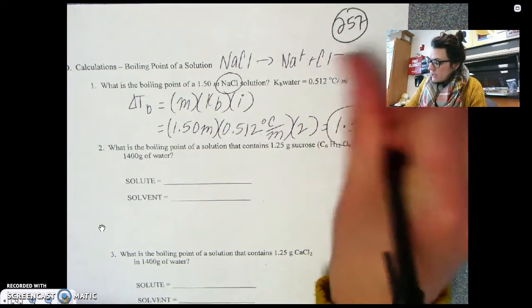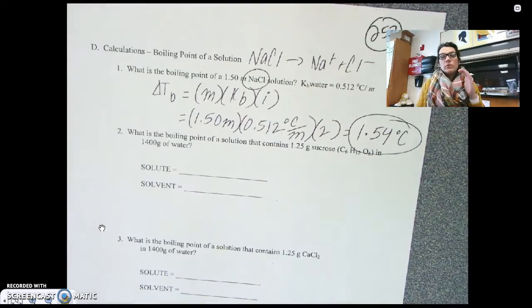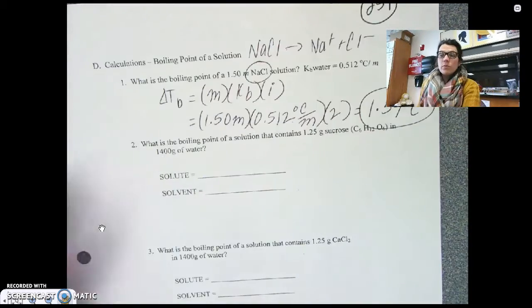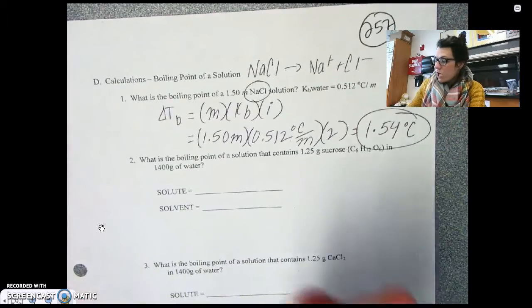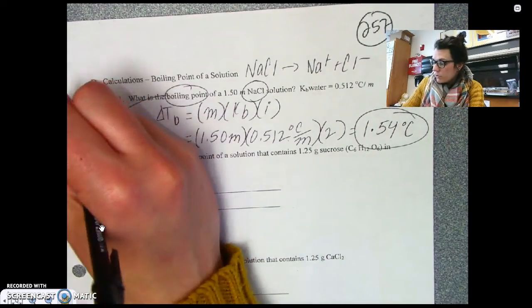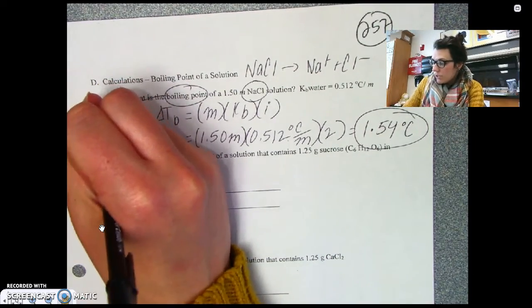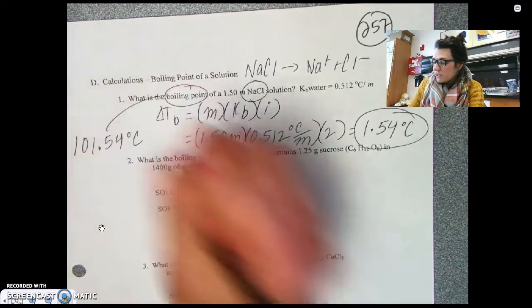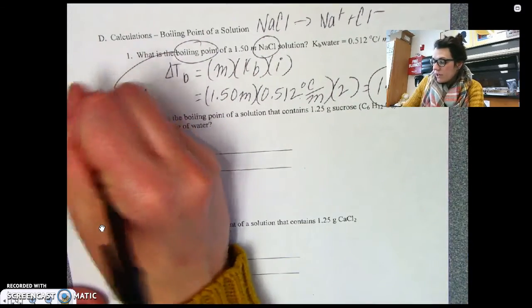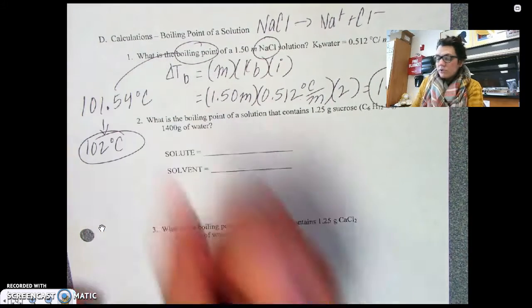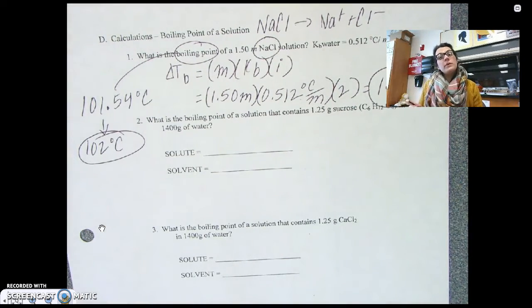1.54 degrees Celsius. So that means that sodium chloride increases the temperature of water boiling by 1.54. So my new boiling point is going to be 101.54 degrees Celsius, but with 3 significant figures, it would be 102 degrees Celsius. So that would be the new boiling point if you added salt to your water.